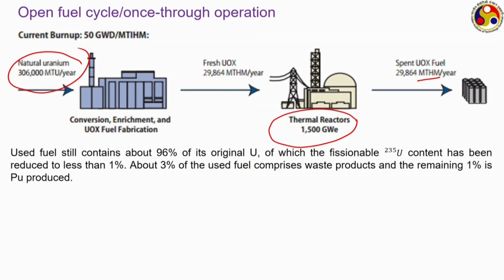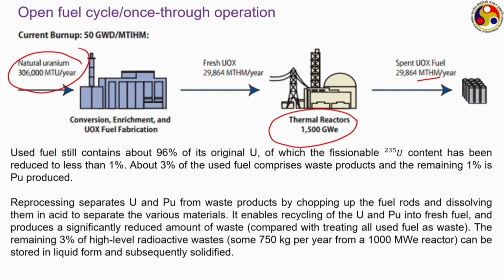And also the spent fuel that comes out still contains about 96% of the original uranium, out of which the U235 content can be less than 1%, and also there can be 1% of plutonium, and the rest, about 3%, is used fuel comprising waste products, which can further go for processing. The step after the power production is the reprocessing, in order to harness the fuel left in the spent portion, we go through the reprocessing process.